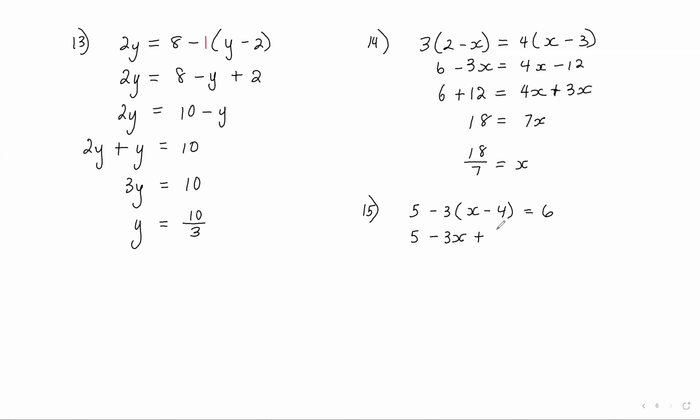4 times 3 is 12. Yeah. So 4 times 3 is 12. That's correct. Good. So now we have 5 plus 12 minus 3x. What would that be? So we would add the 5 to the 12. What would that give us?